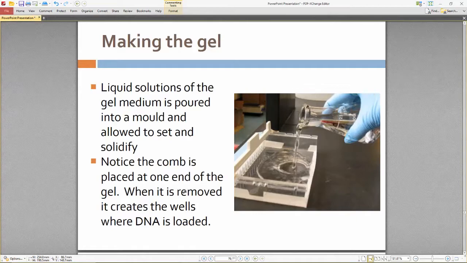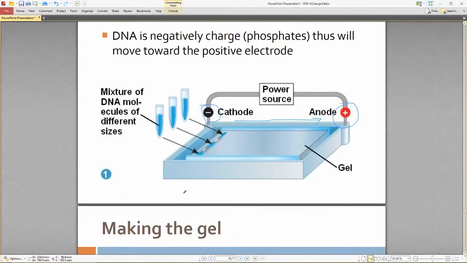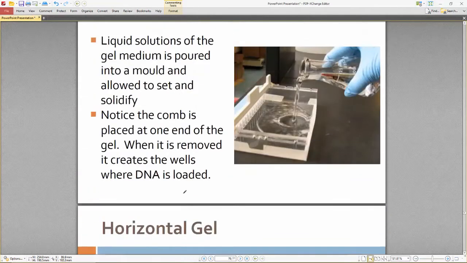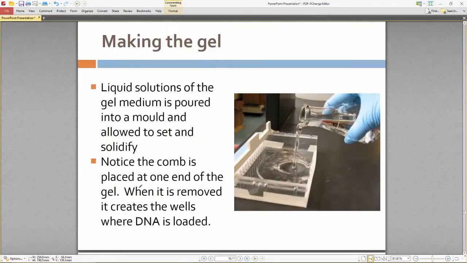There's something called a comb. Wait, do you guys learn about the comb? I guess we'll learn about the comb in a second. And it's in this picture, it's telling you to notice that the comb is placed at one end of the gel. When it is removed, it creates the wells where DNA is loaded, and the comb is this thing.